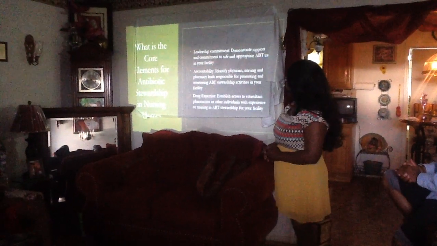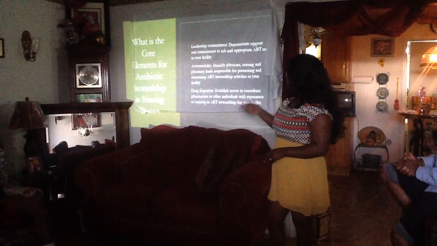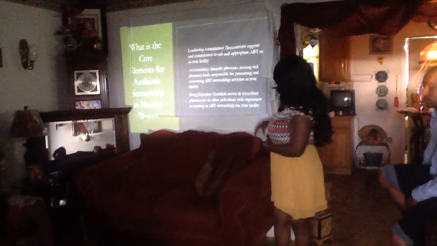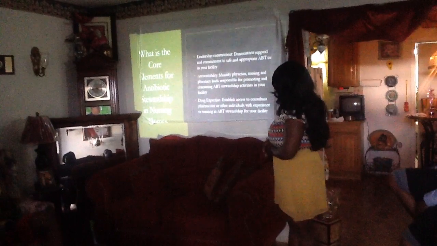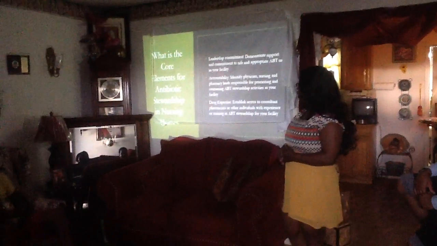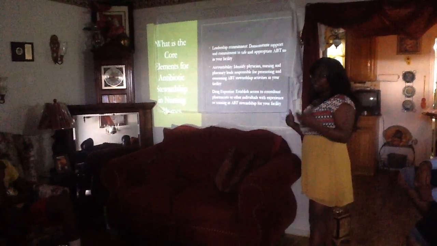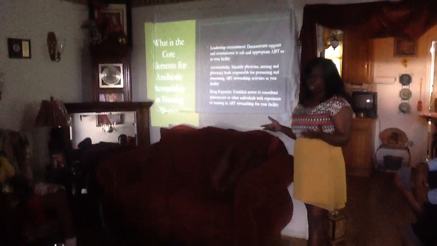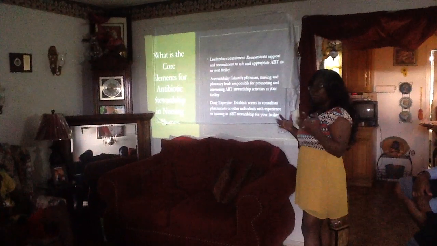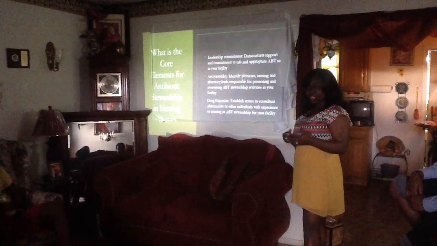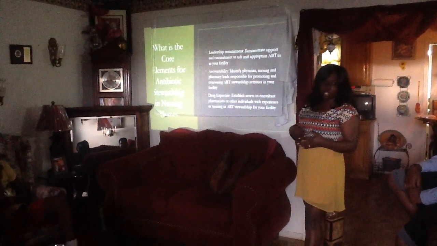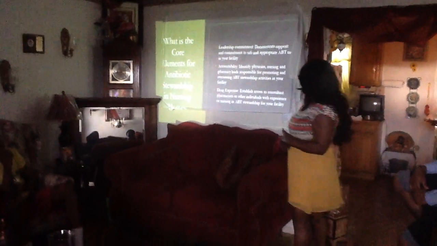What are the core elements of antibiotic stewardship in nursing homes? Basically, it's still the same. Leadership commitment, which demonstrates support and commitment to safe and appropriate antibiotic use in your facility. Hospitals and nursing homes are different. In a hospital, you see people come in with different things. In a nursing home, you get the same patient, basically with the same disease process, unless something extra is added, such as a UTI or something like that.